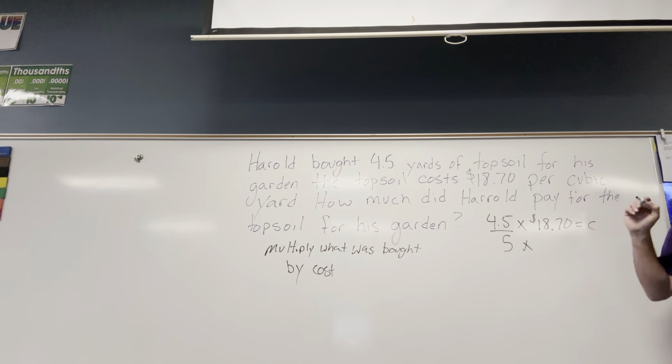Now, let's make it easy to do in our head. Destry? Make it 20. Yeah. Or 19, but 20 is easier to do in my head. And what would 5 times 20 be? 100. Now, is our cost going to be less than or greater than 100? Less than 100.